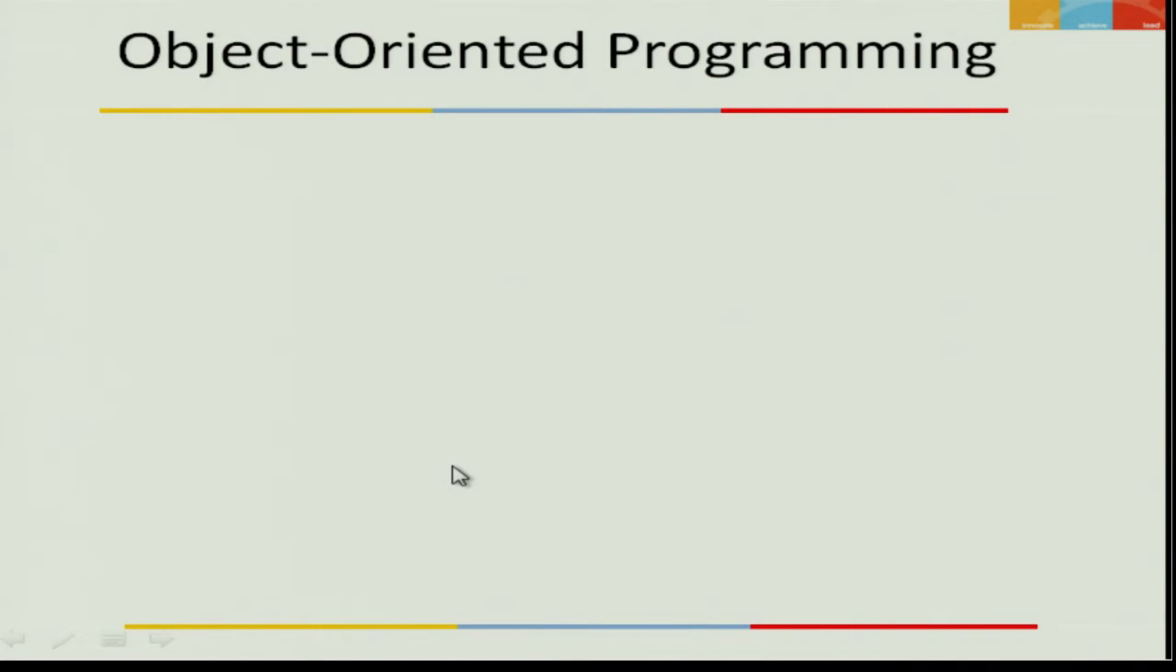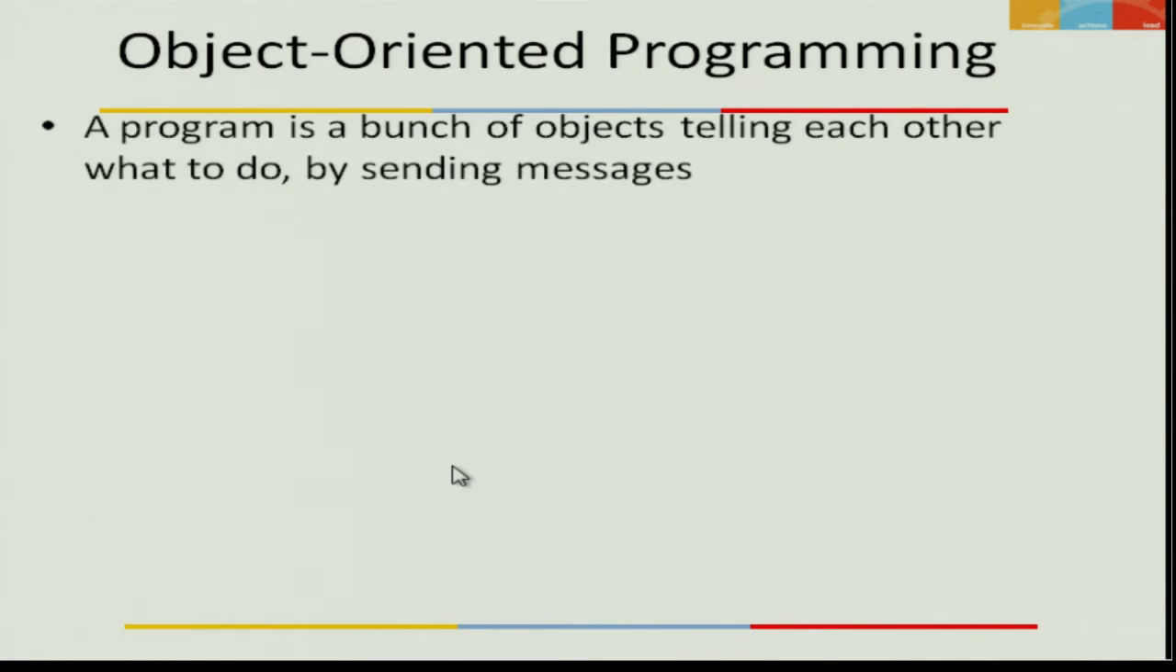So object-oriented programming is essentially a program that is a bunch of objects telling each other what to do by sending messages. That's a general definition, but when you are using programming languages like Java, there is nothing called sending a message. What happens is that an object basically makes a method call, and that method is executed. So object O1 calls a method of object O2.